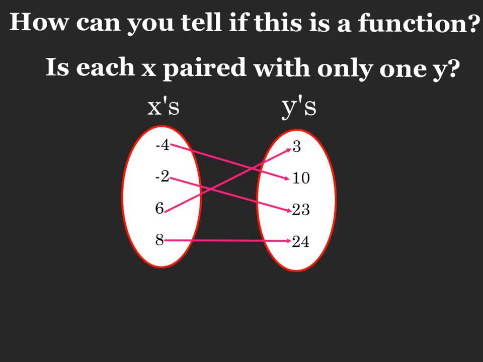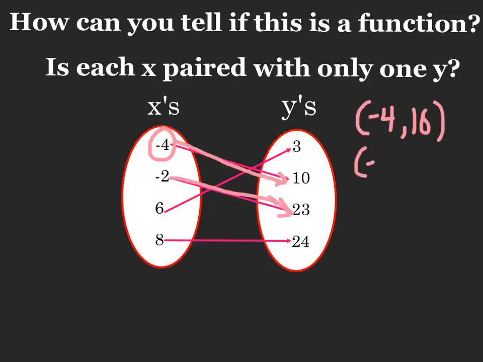Sometimes instead of giving you just a list of ordered pairs, we give you what's called a mapping. In order to read a mapping, you just want to take a look at your x value and then see where it's paired up with. So one ordered pair would be -4, 10. Then you would see that -2 is pointing towards the 23, so -2, 23.